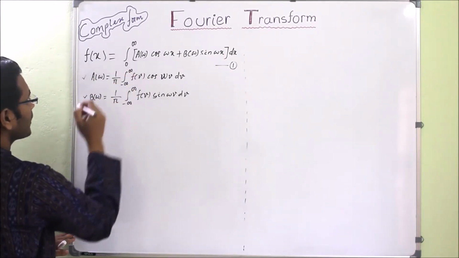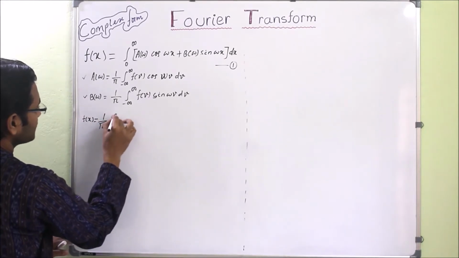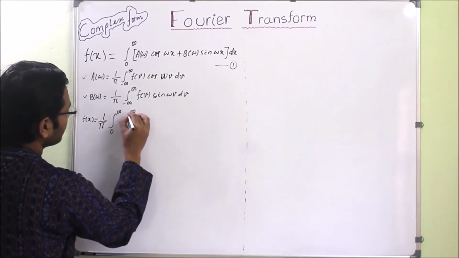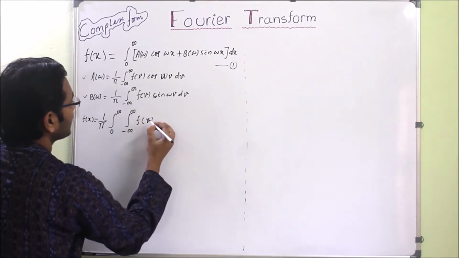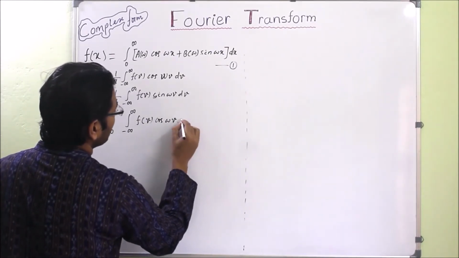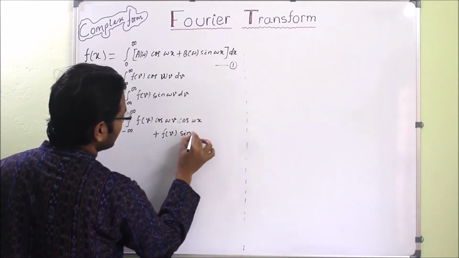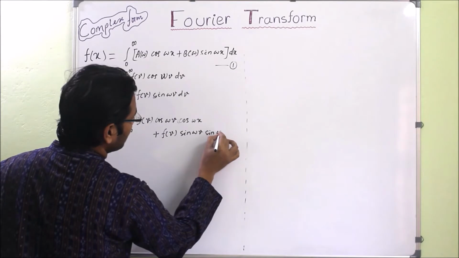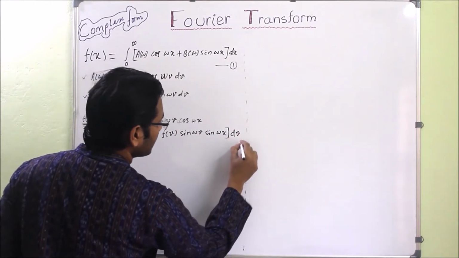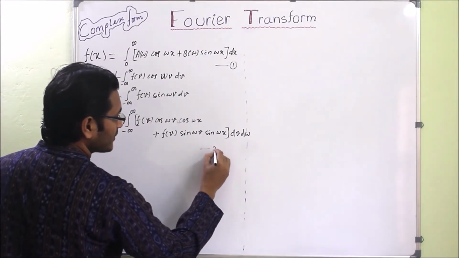So I write this as equation 1. After that, if we put the aw and bw values in equation 1, then equation 1 will become 1 by pi times the integral from 0 to infinity, and inside it, the integral from minus infinity to infinity of f of v cos wv cos wx plus f of v sin wv sin wx, whole into dv then dw. So this I can write as equation 2.